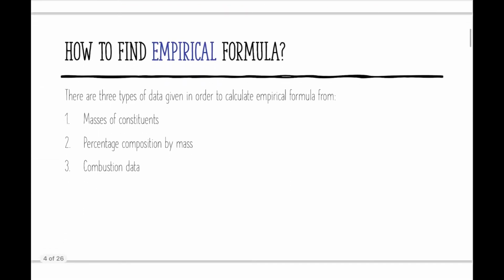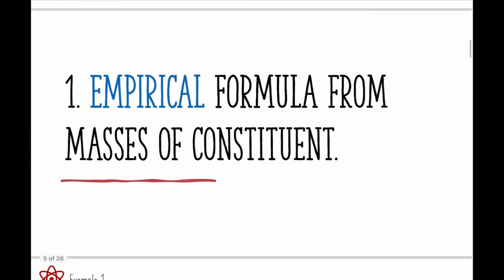There are three types of data given in order to calculate empirical formula. The first one is masses of constituents. The second one is percentage composition by mass. And the third one is combustion data. This one is new for you. First of all, we take a look at how to determine the empirical formula from the masses of constituents.